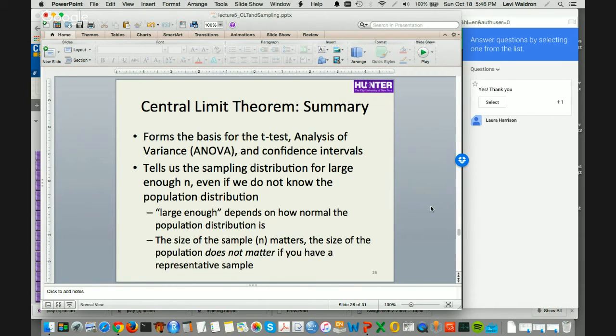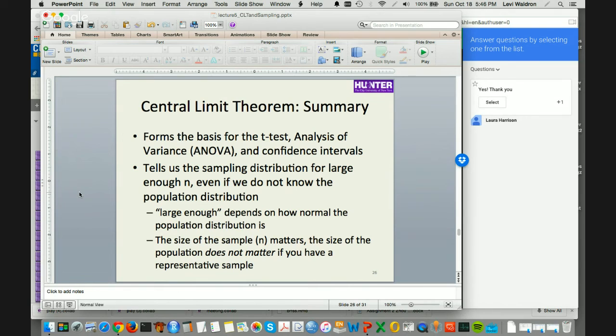Summarizing the central limit theorem, this forms the basis for much of the upcoming work in this course: the t-test, analysis of variance, and confidence intervals. And what is so important about it is that for large enough n, it tells us what the sampling distribution is, and so it allows us to do inference and draw confidence intervals around a population mean, even if we don't know that population distribution.